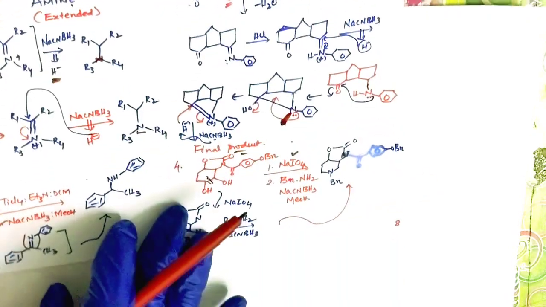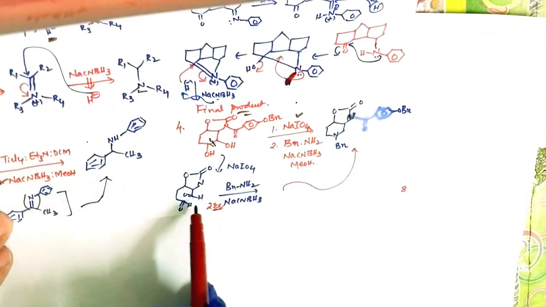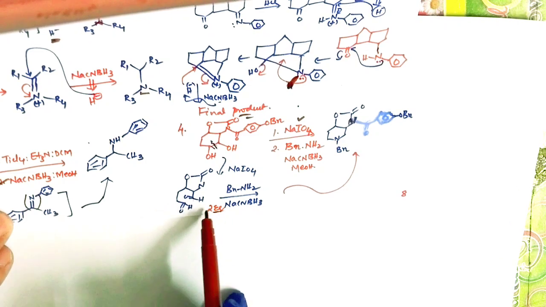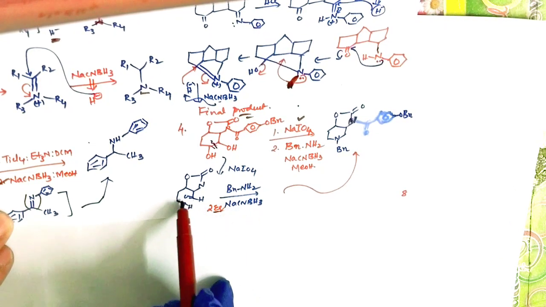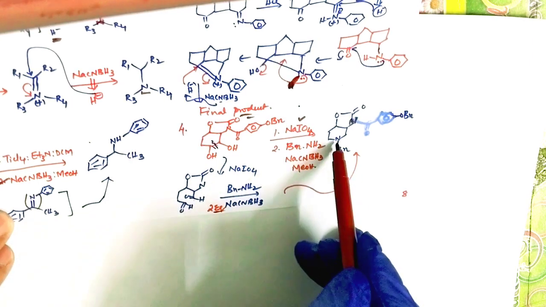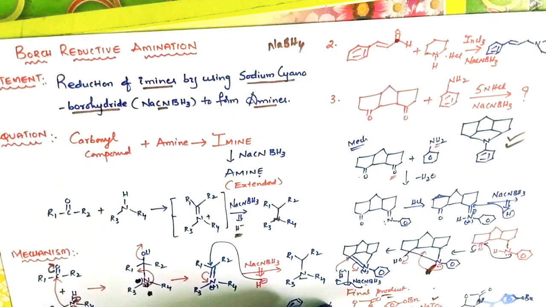So here also a similar situation, see this. 2 aldehydes are there. That's why 2 equivalents of NaCNBH3 are used. That's why here the cyclic ring formation takes place with nitrogen. Very simple. So in this way, you need to remember the Borch reductive amination, conversion of imines into the corresponding amines. In most of the cases, whenever we have 2 carbonyl groups, we will come up with the cyclic product. Okay, thank you very much.